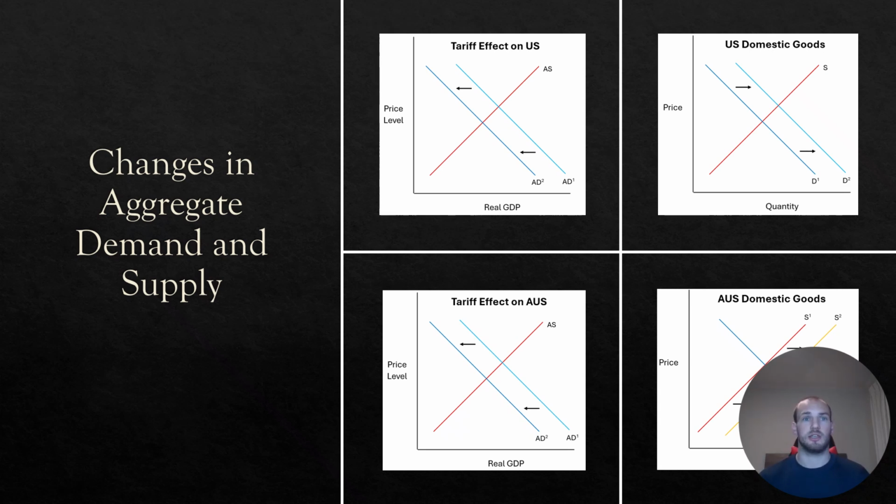The US would encounter something similar, as the tariff would cause an increase in price for Australian exports, meaning a shift to the left of the aggregate demand curve. The US domestic economy would also be affected by the tariffs, leading to higher demand for US goods due to the increased costs of imported goods, meaning a shift to the right on the demand curve.